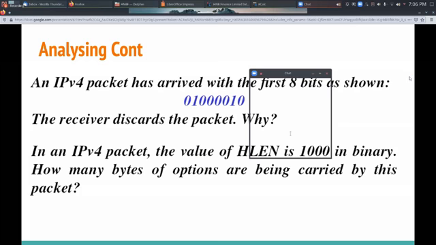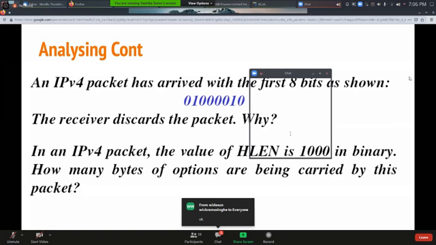So the TTL value is reduced. Is it clear, guys?